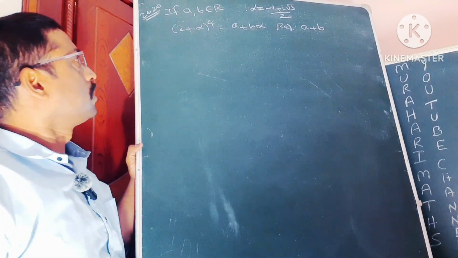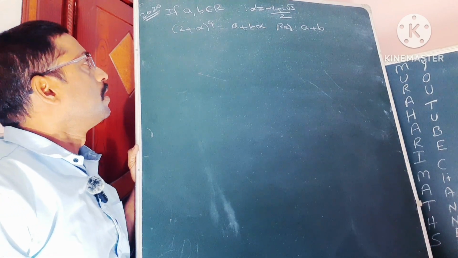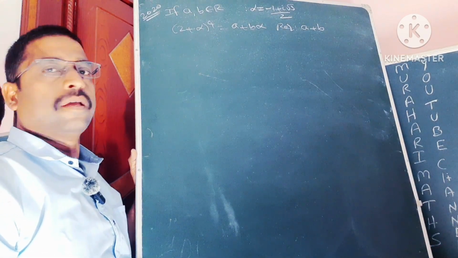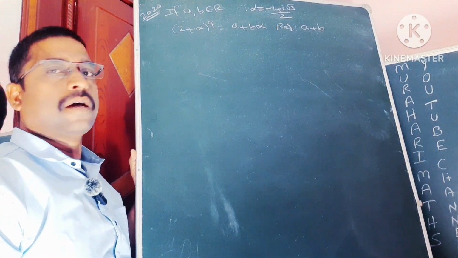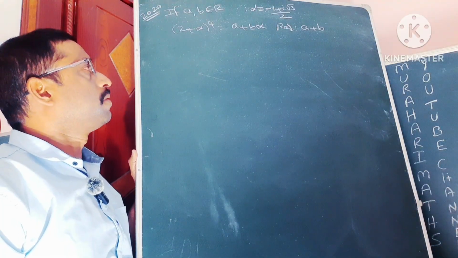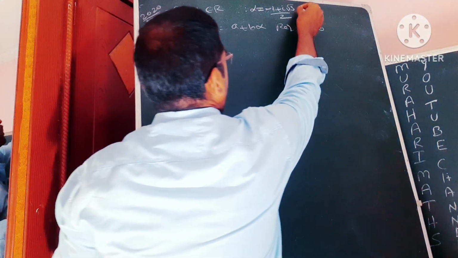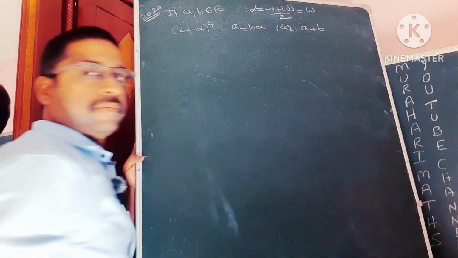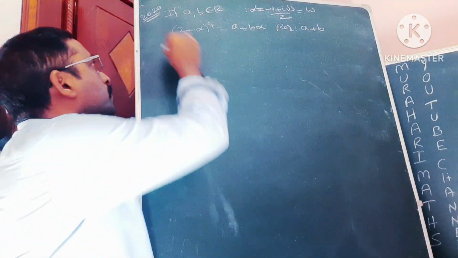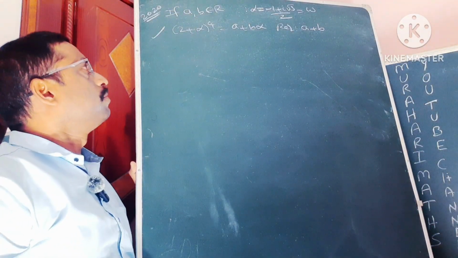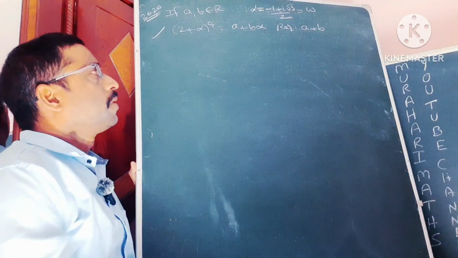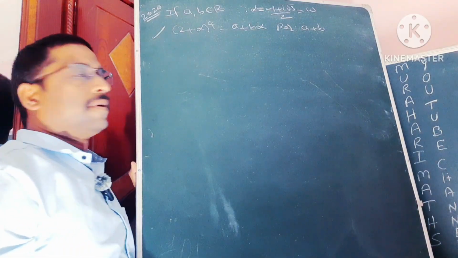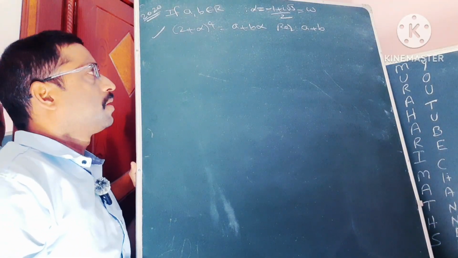Now explaining the 2020 question. In the statement, a and b are real numbers. Alpha value is given as minus 1 plus i root 3 by 2, which is nothing but omega value. One more equation is given: (2 plus alpha) to the power 4 is equal to a plus b alpha. The requirement is a plus b.